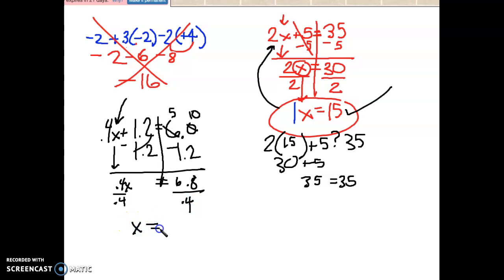X is equal to, hey guys, notice I made a giant mistake right here. What is 5 minus 1? I wish you guys were in class to be like, Mrs. Bunker, what is 5 minus 1?